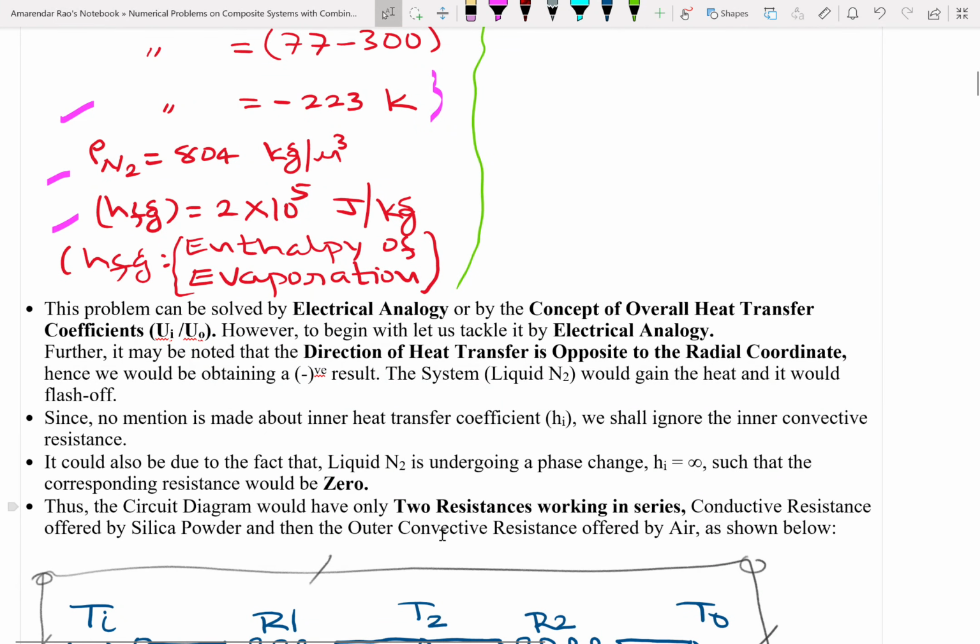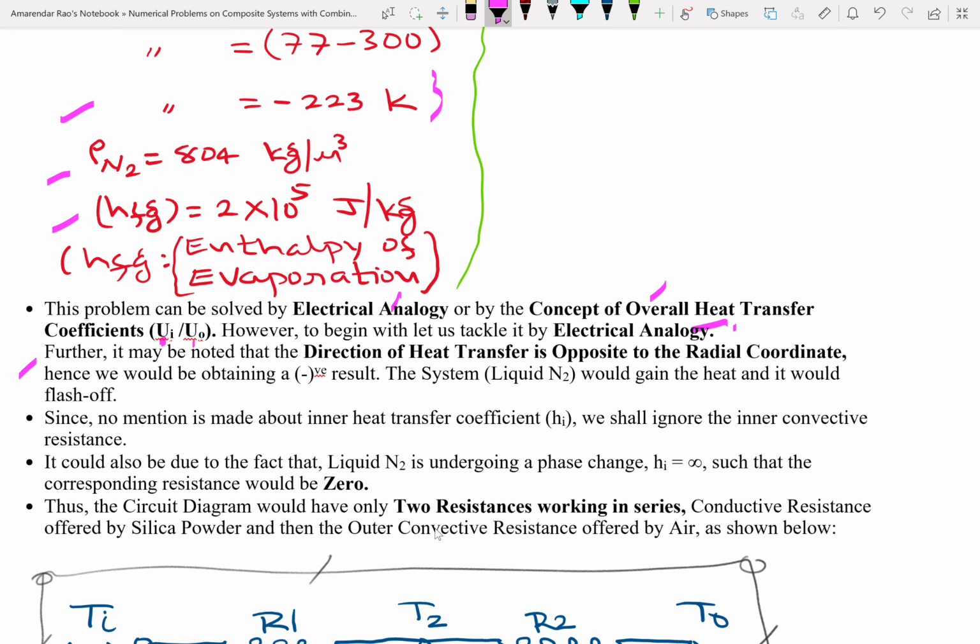Then this problem can be attempted by a number of methods with which we have got a lot of familiarity. We can go ahead with electrical analogy, or we can use the concepts of overall heat transfer coefficients, either inner or outer. Then to begin with, we will tackle it by electrical analogy, which is a very powerful method.